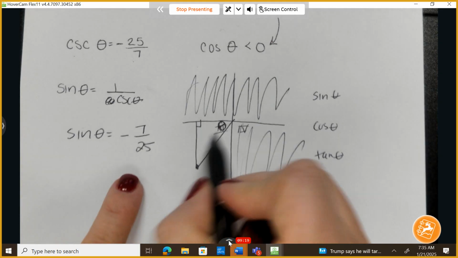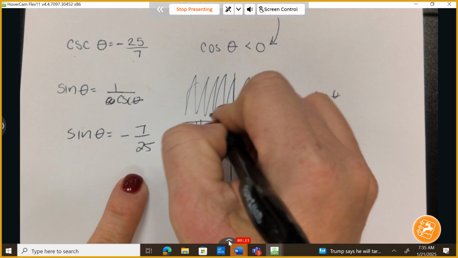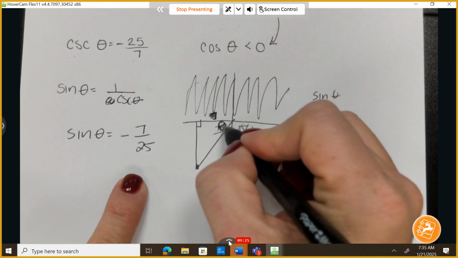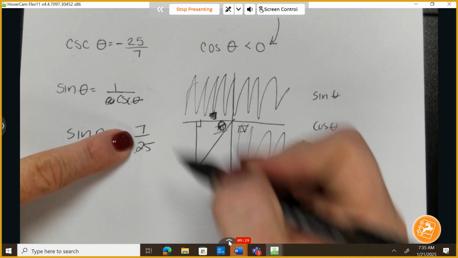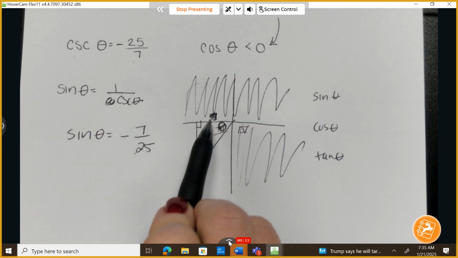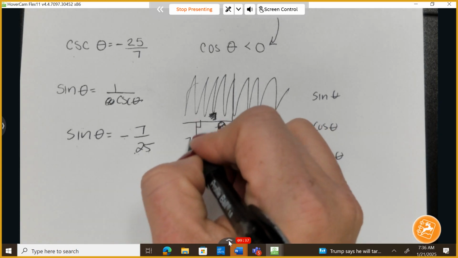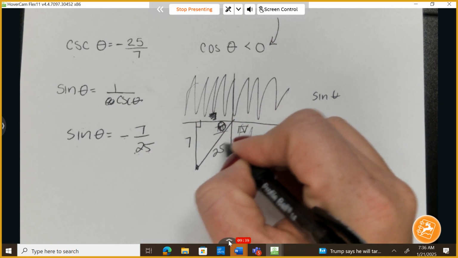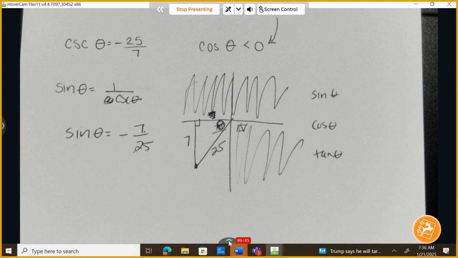What do I know here? I know that this angle has a sine of negative 7 over 25. Forget about the negative. That just helps us to determine which quadrant. So if this angle has a sine of 7 over 25, opposite of this angle will be 7, and the hypotenuse will be 25. Now, how did I know that? I knew that because sine is a ratio of opposite over hypotenuse.